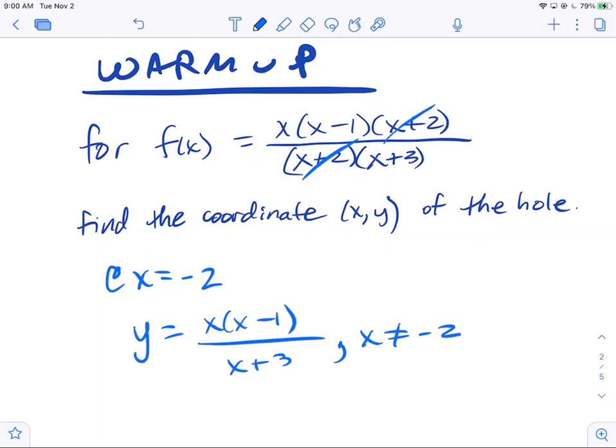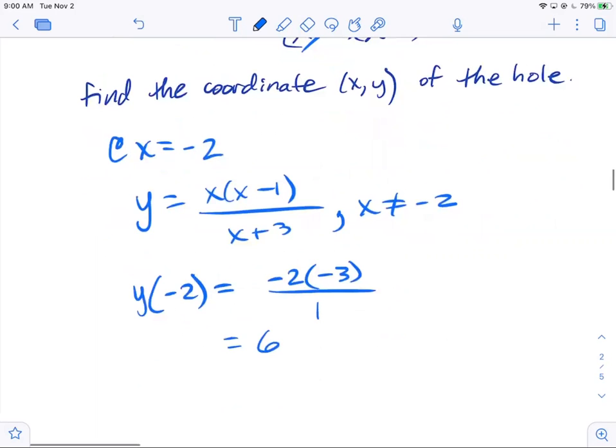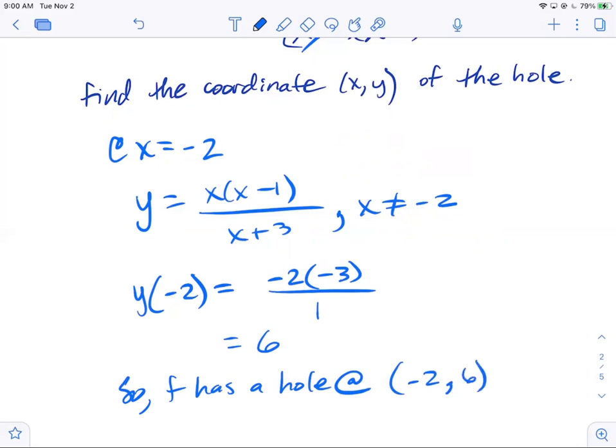And then to plug in, you could say y of -2 instead of f of -2. It's going to be -2 times (-2 minus 1), which is -3, all over (-2 plus 3), which is 1, and that gives you +6. So the coordinate, we would say then f has a hole at (-2, 6). Yeah, very good.